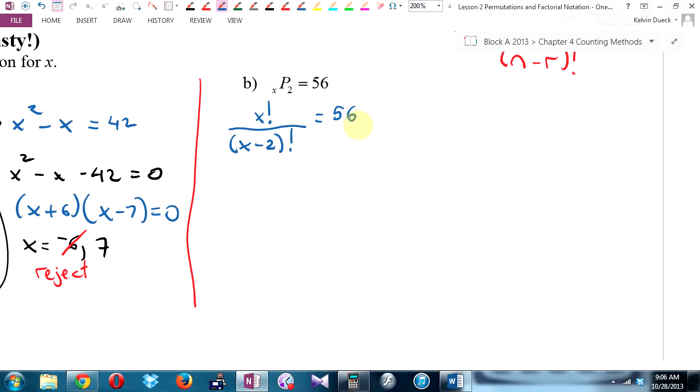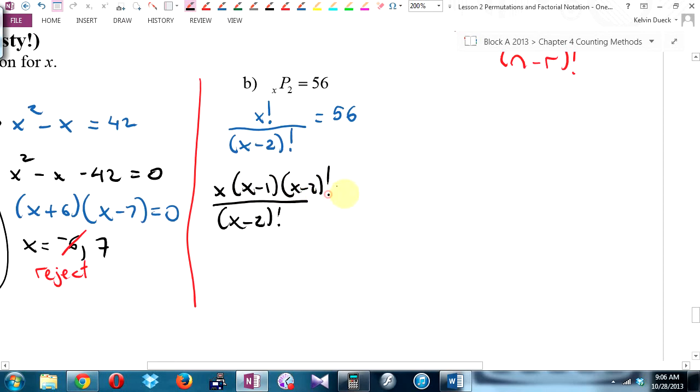We need to get rid of the factorials. How? Expanding. How? Which one's bigger, top or the bottom? Okay. I keep forgetting to do this, but I usually rewrite the bottom then, the thing that's not being expanded. The top is going to be x minus 1, x minus 2 factorial. That equals 56.